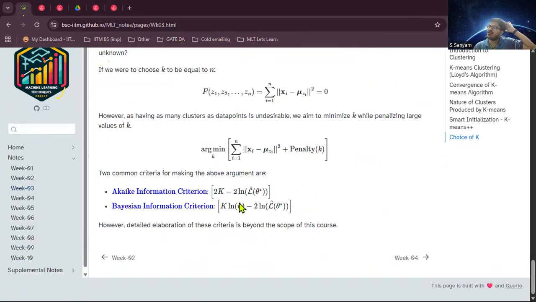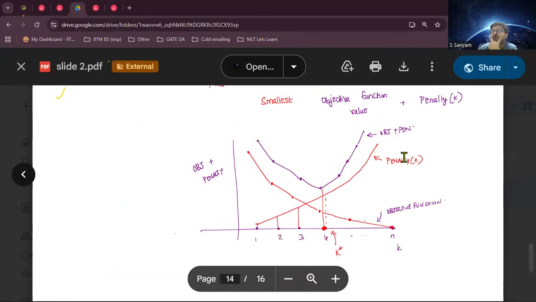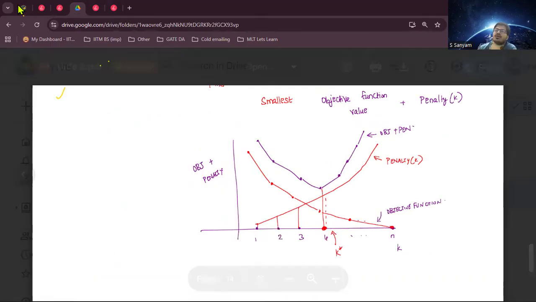This is one penalty value, and this is another penalty value. The penalty of K is basically chosen on some criteria. However, detailed evaluation of this criteria is beyond the scope of this course. How is the penalty chosen? You will give in a penalty and calculate. You will draw this graph and see which K has the minimum objective plus penalty value.